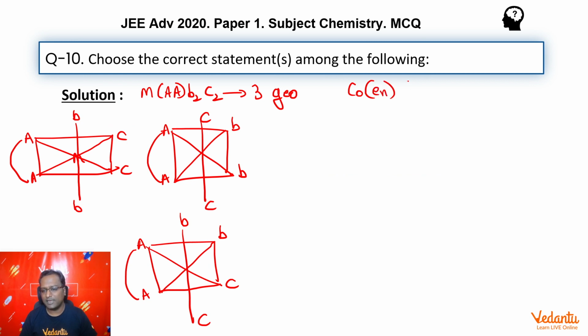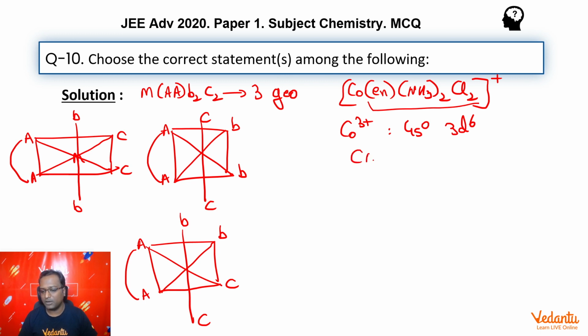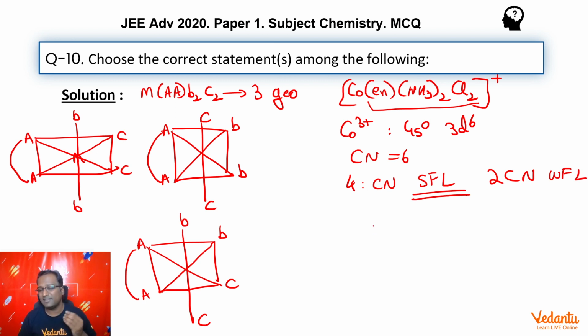Now, the next compound here we were solving, so let's talk about it here itself. Cobalt, ethylene diamine, ammonia taken twice, chlorine taken twice, and here we have a plus sign given. So cobalt 3+, that is a 4s0 3d6 system, and as you can see, out of the 6 present here, coordination number 6, we have 4 coordinations as SFL and we have 2 coordinations as WFL. So here it is safe to assume that overall SFL dominates, that is pairing will take place.